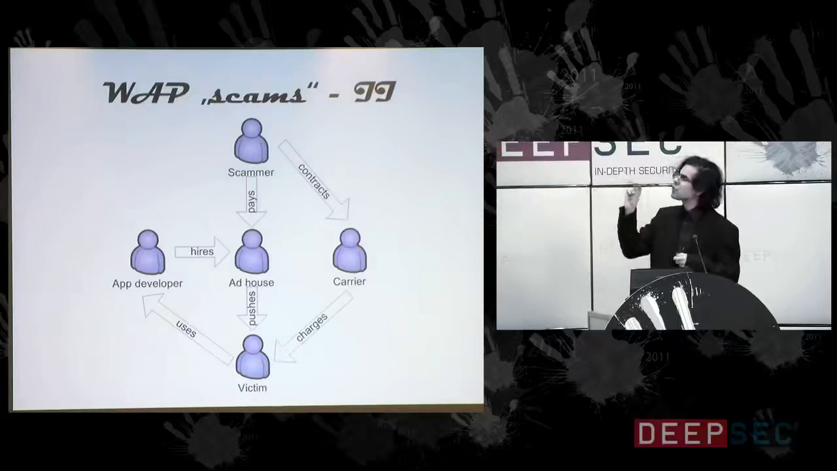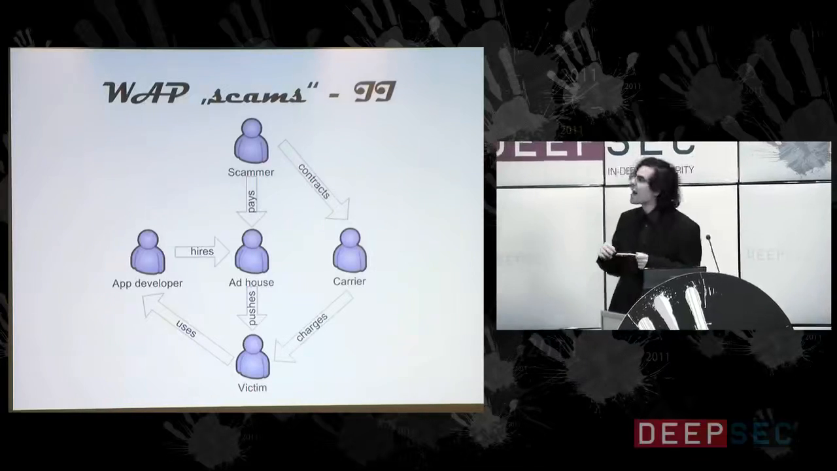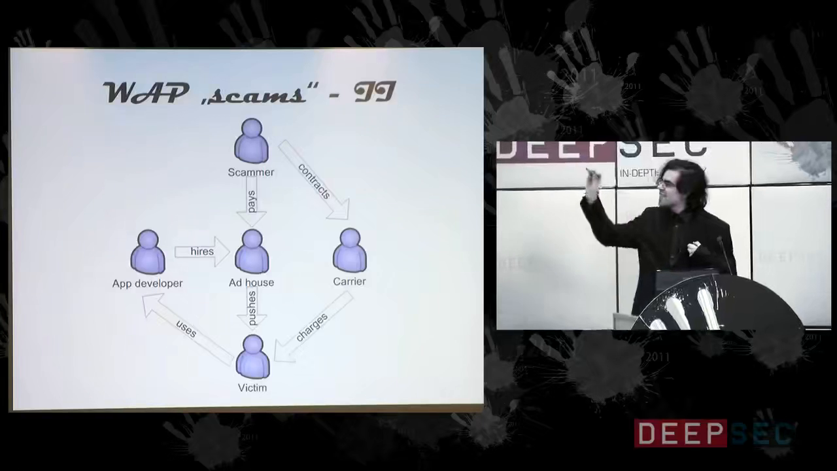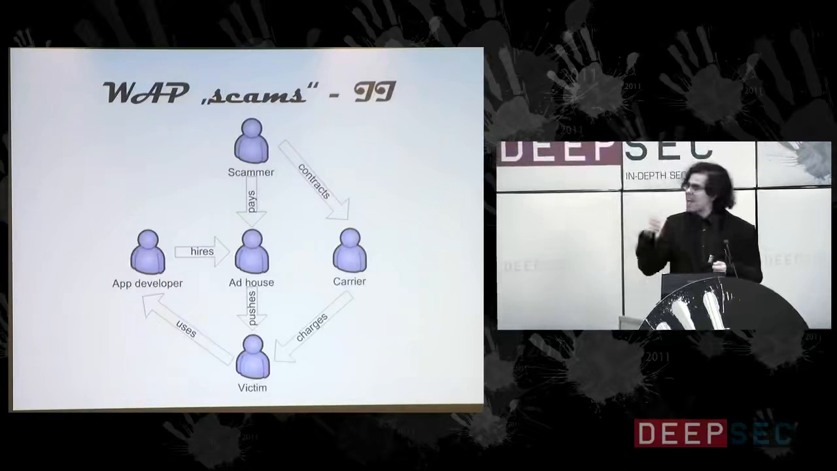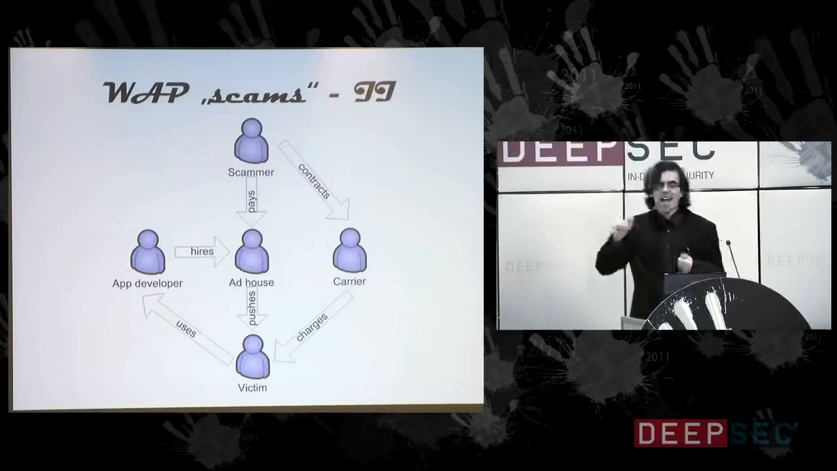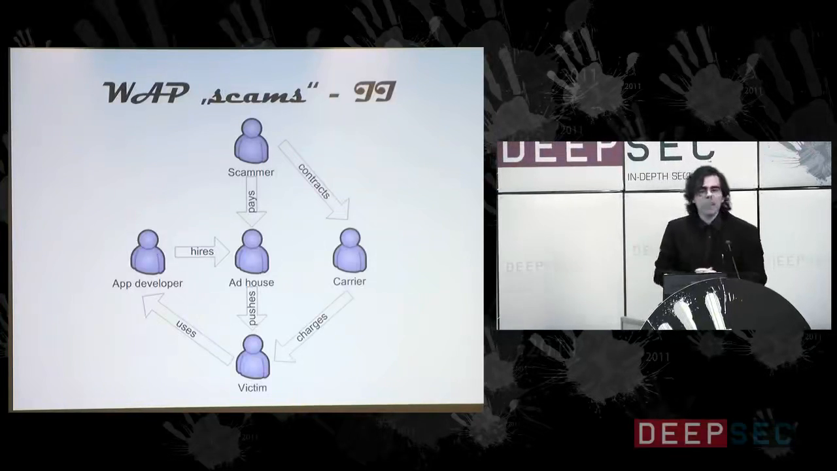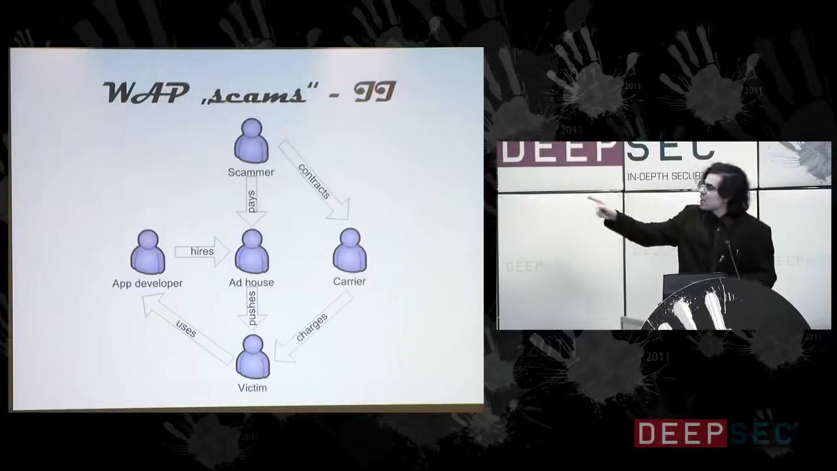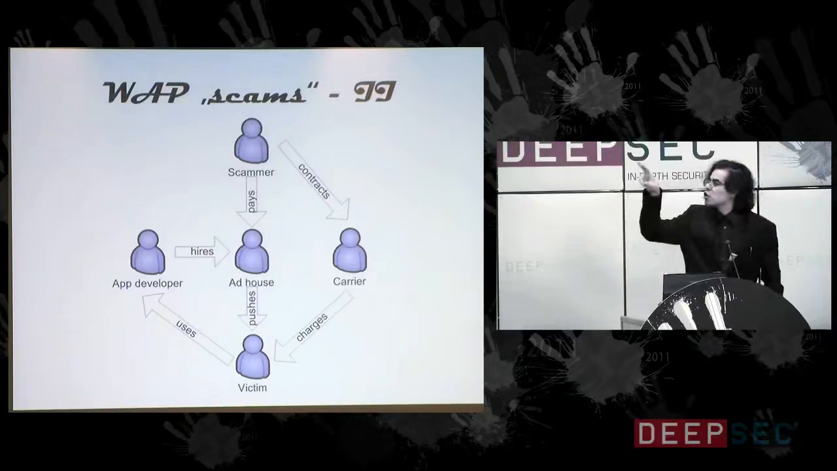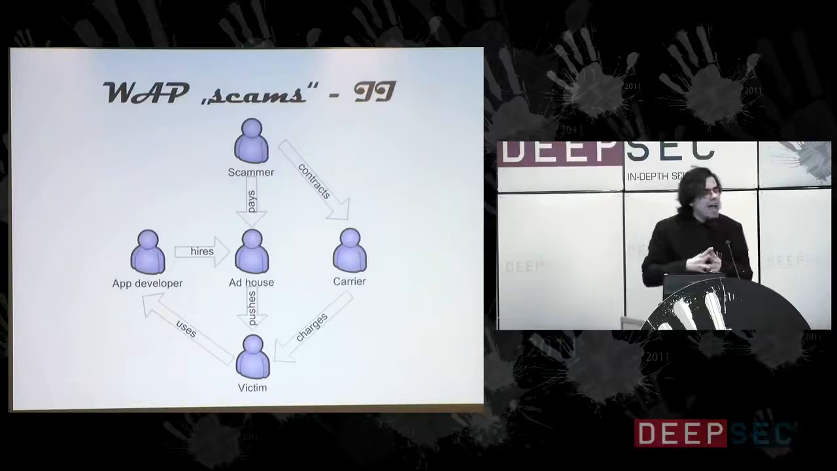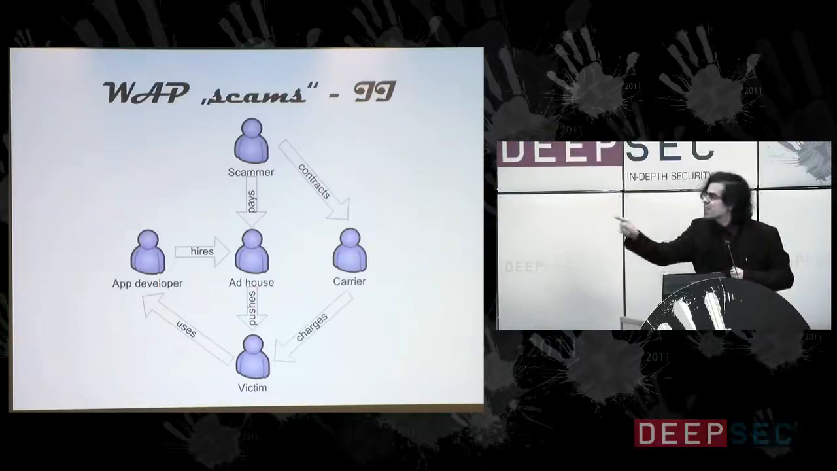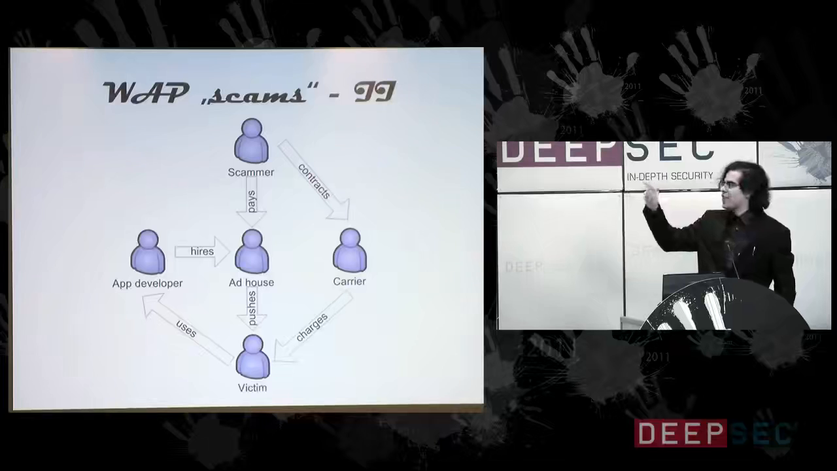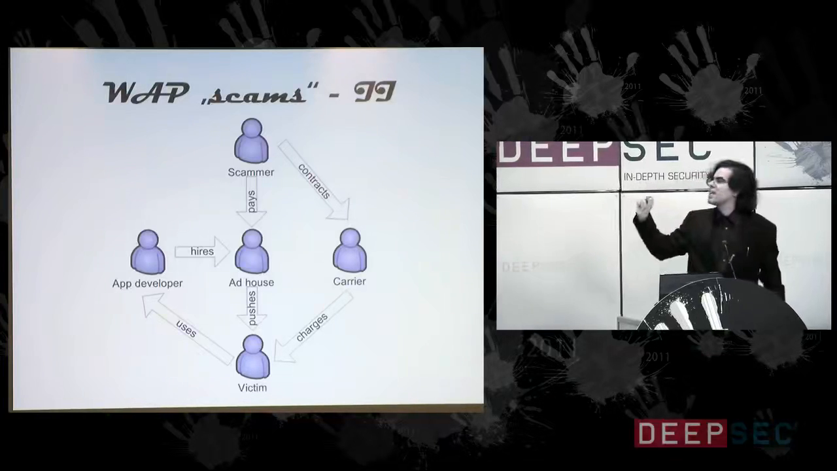And this brings us a pretty complex economy of crime. On the top, we have the scammer. The scammer pays the ad house to run an ad, and in addition, contracts the carrier to get the right to bill from MSISDN. The ad house then gets in contact with the developer who shows the ads of the ad house in his app. The user uses the app of the app developer, who gets the ad from the ad house, clicks on the ad, the carrier charges the money, and the scammer gets paid.